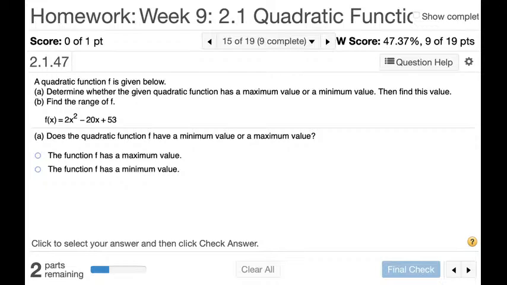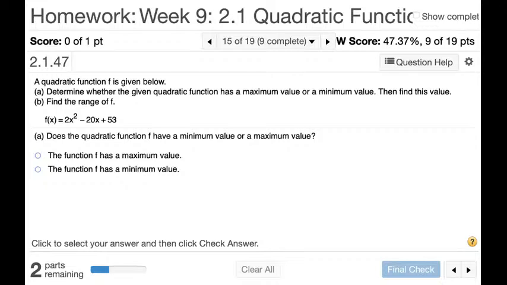Max or min, question mark. If so, find it. Okay. And then part B asks us to find the range. Let's say range, question mark. Okay. And we're given that f of x equals 2x squared minus 20x plus 53.